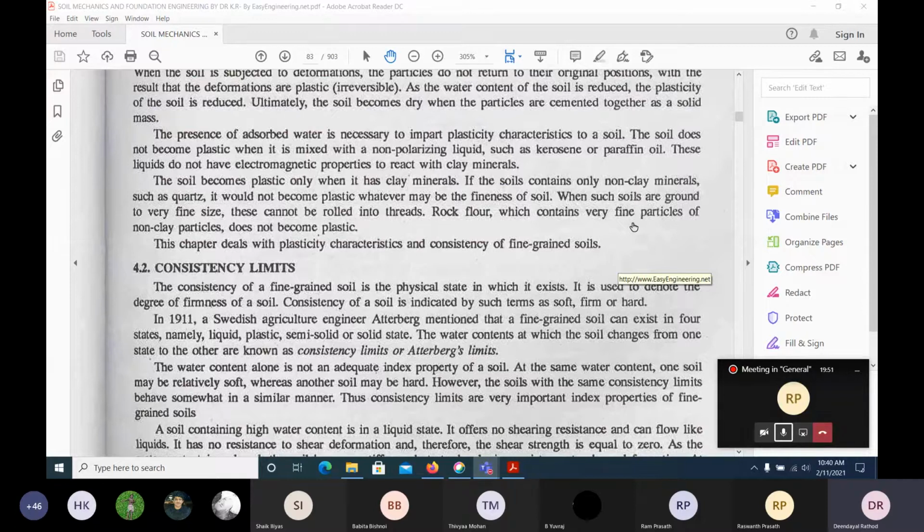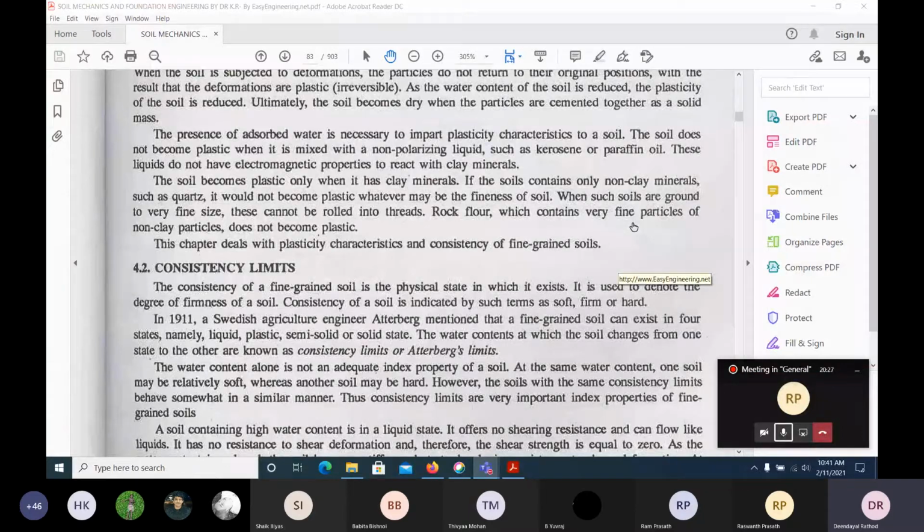The particular water content which changes from one state to another state is called the consistency limit or Atterberg limits. I hope you are following. The clay soil can be of four states: liquid, plastic, semi-solid, and solid. So from liquid state it changes with water content to plastic state. After that limit, we should not call it the liquid state. All these stages of water content are called the consistency limits.